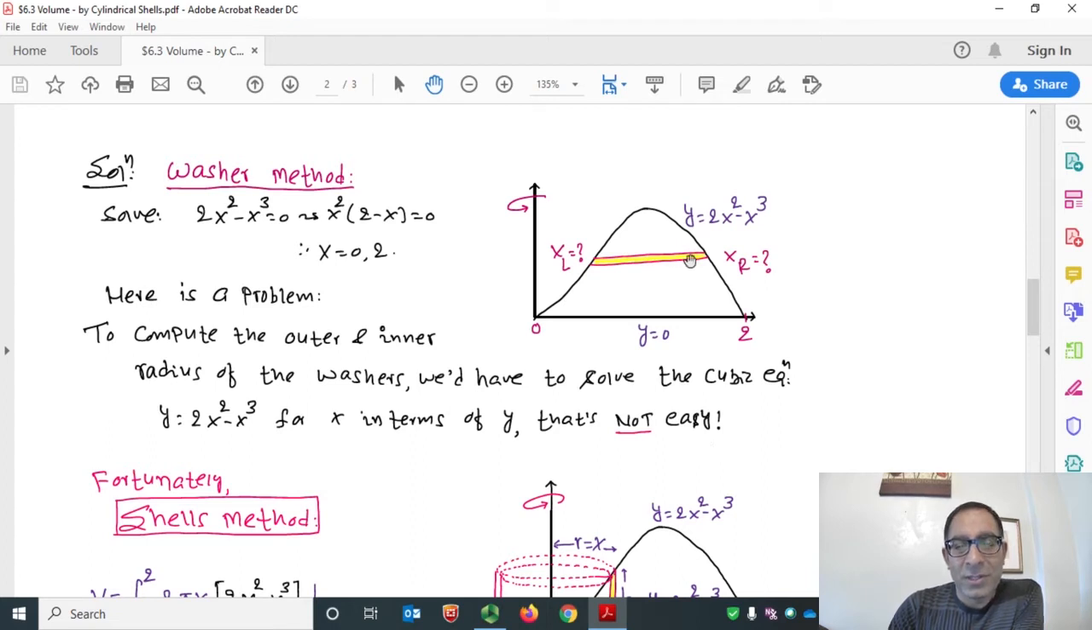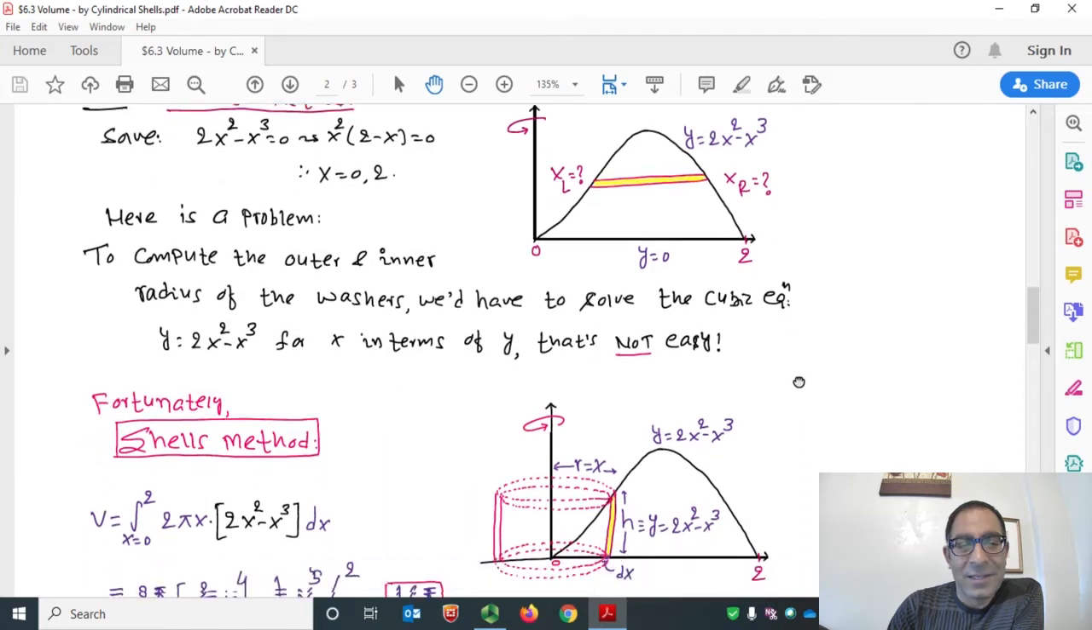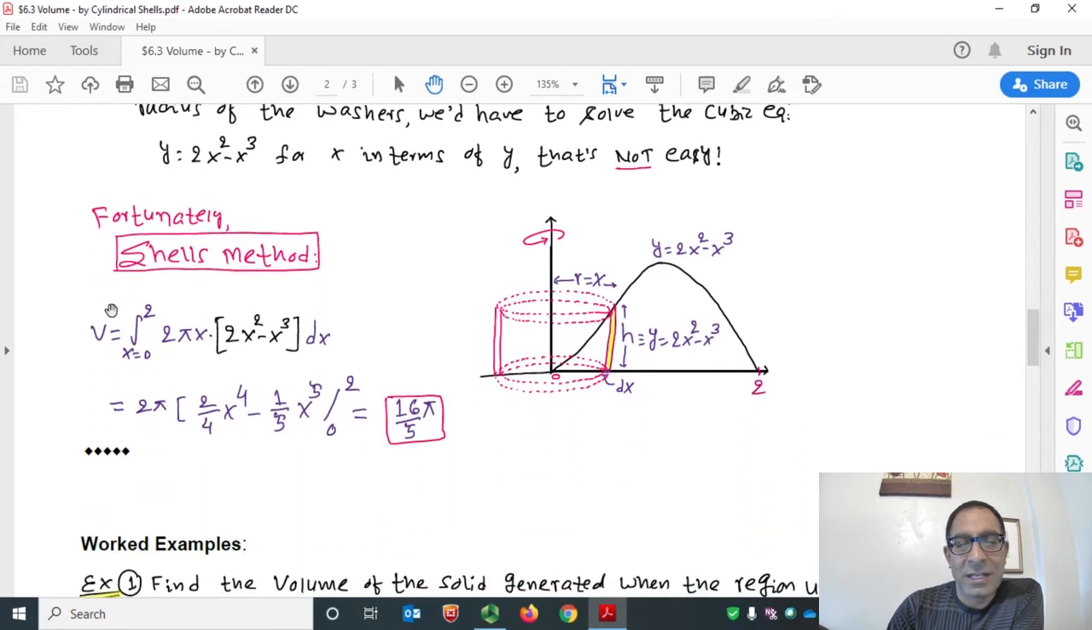So when we rotate around the y-axis, then I need to find this radius here, so inner radius and outer radius. Then I need to solve this equation in terms of x. So that's not easy. Fortunately, we have the cylindrical shells method. Let's see, so shells method.